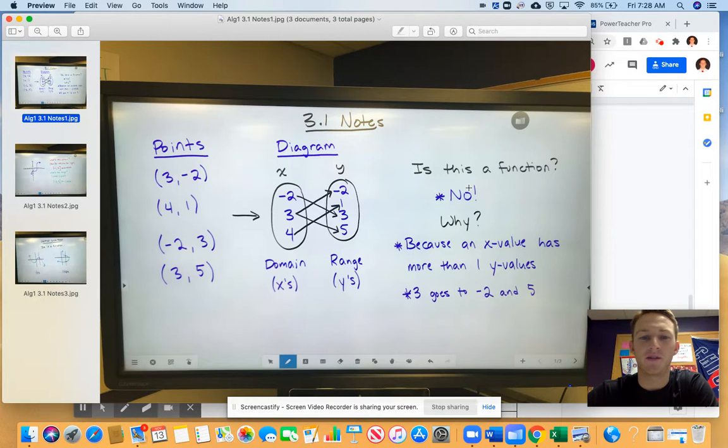And why is it not a function? Because there's an x value that has more than one line stemming from it. It has more than one y value. This x value right here takes us to 2 y values. An x value can only have one line coming from it for it to be a function.